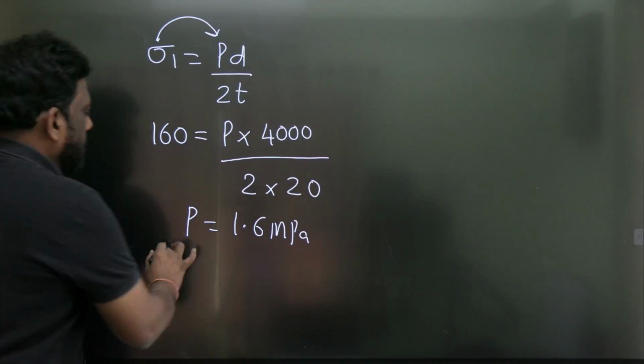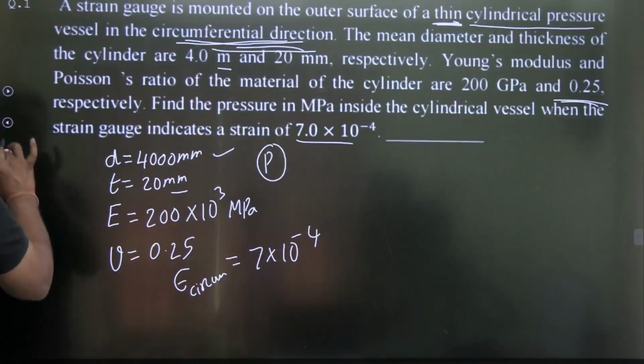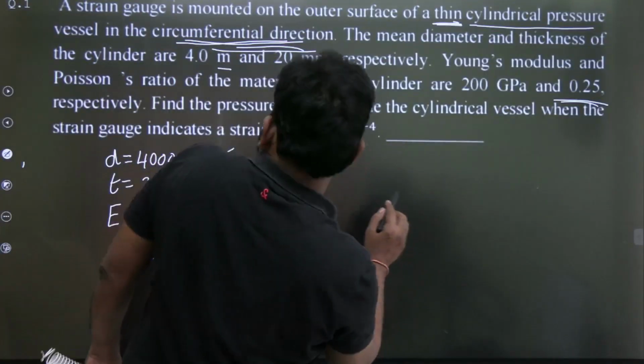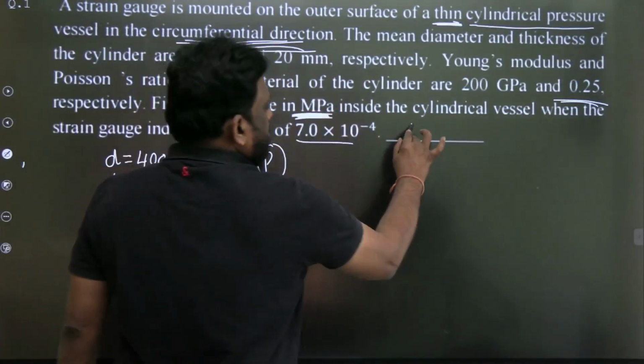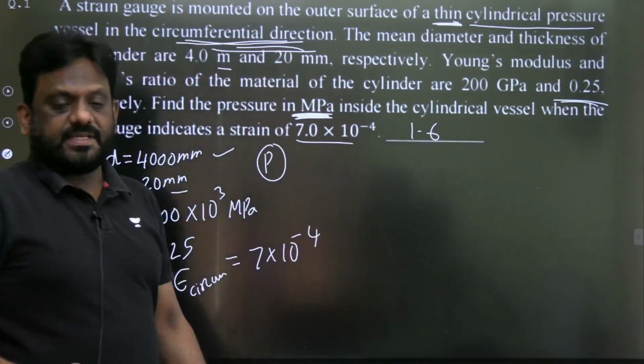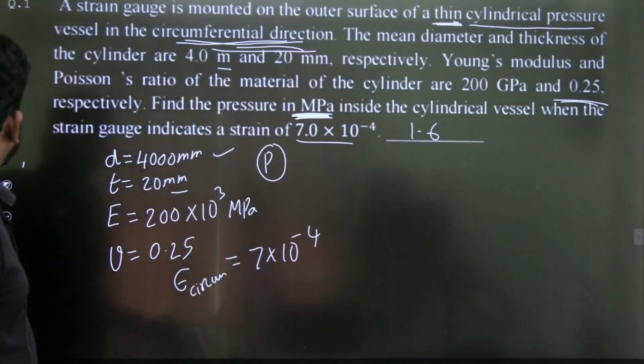This is the first question. It is a fill in the blank question: find the pressure in megapascal. So the answer is 1.6 megapascal. Now let's go to the second question.